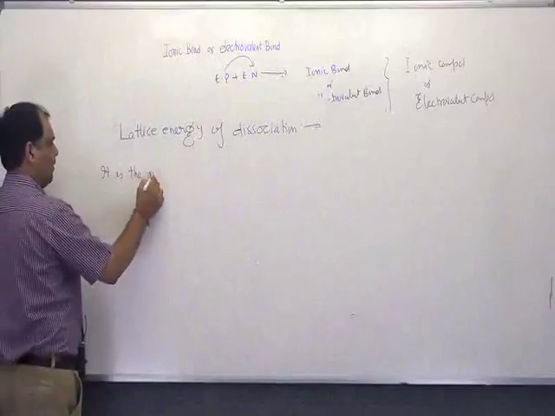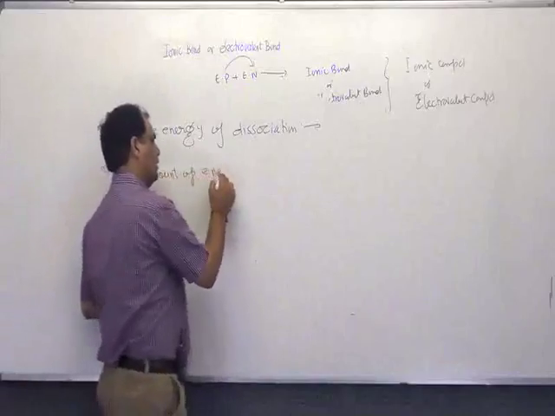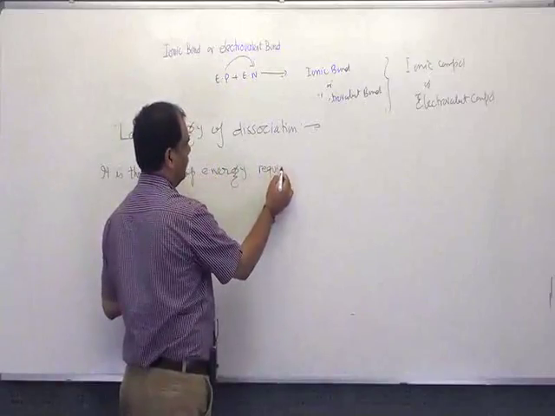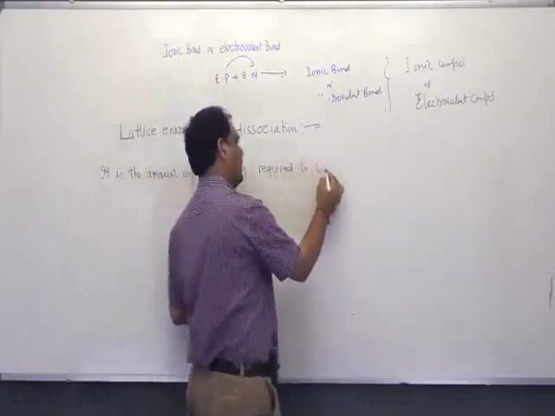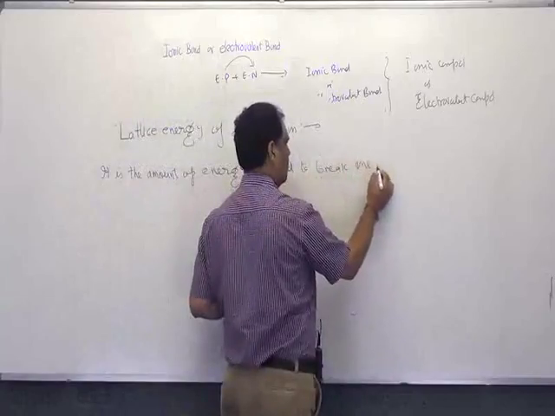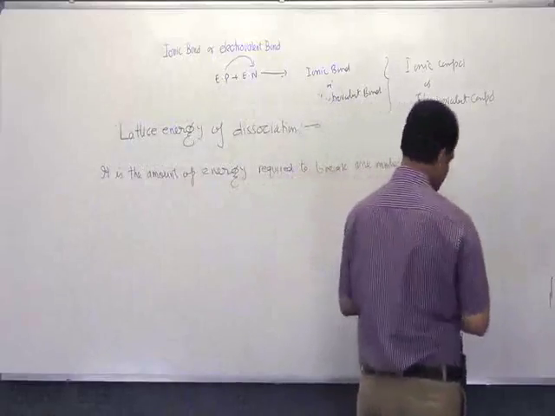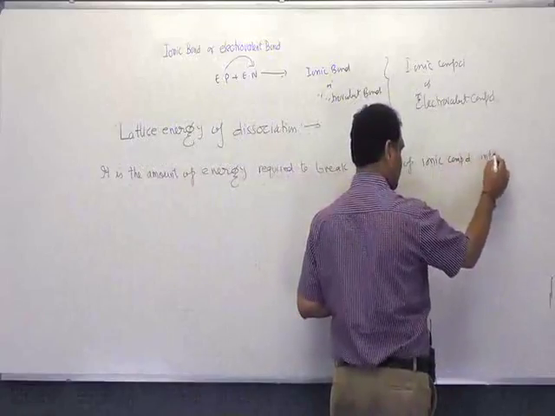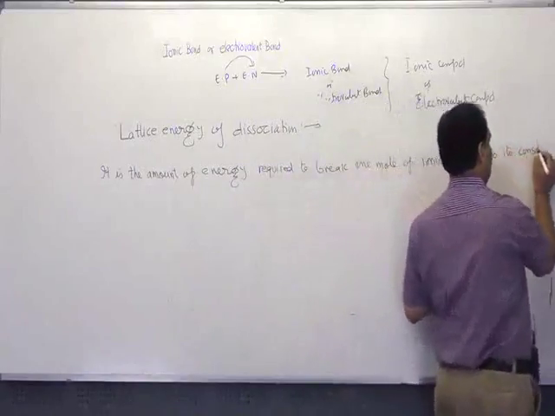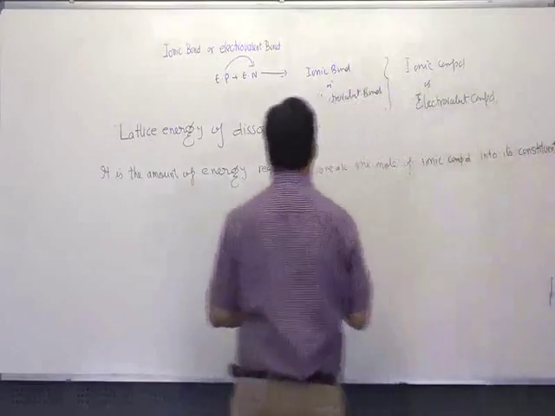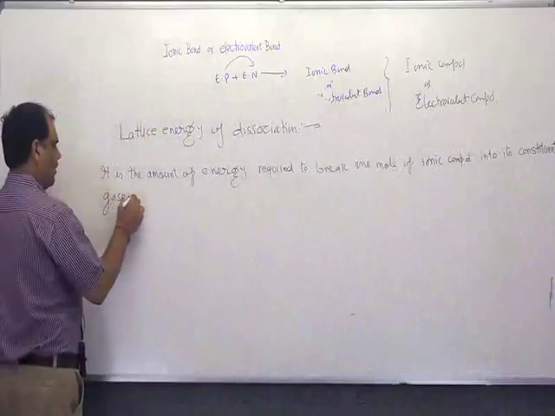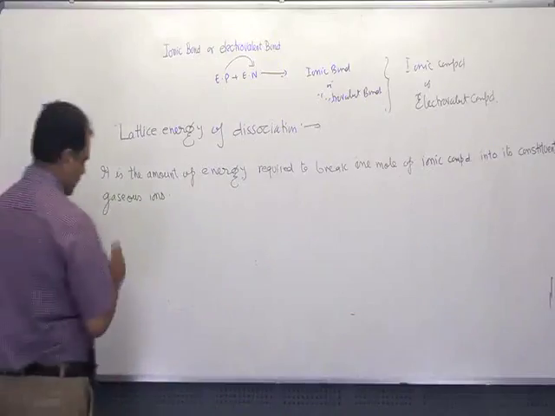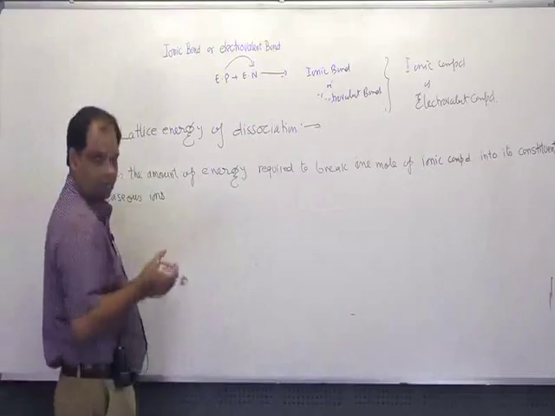It is the amount of energy required to break 1 mole of ionic compound into its constituent gaseous ions, and its reverse is referred to as lattice energy of formation.